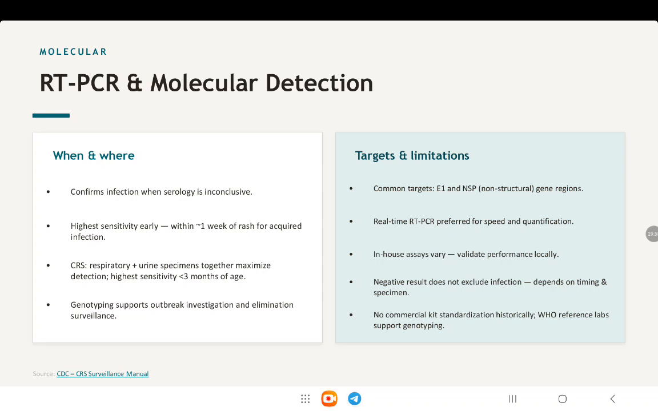Real-time PCR is suitable because it is rapid, highly sensitive, and highly specific. It can also identify the virus genotype by a molecular technique, which helps public health investigate outbreaks and monitor virus transmission. But keep in mind that a negative PCR does not completely rule out an infection, especially if the samples were collected too late or handled improperly. You need to repeat the test.